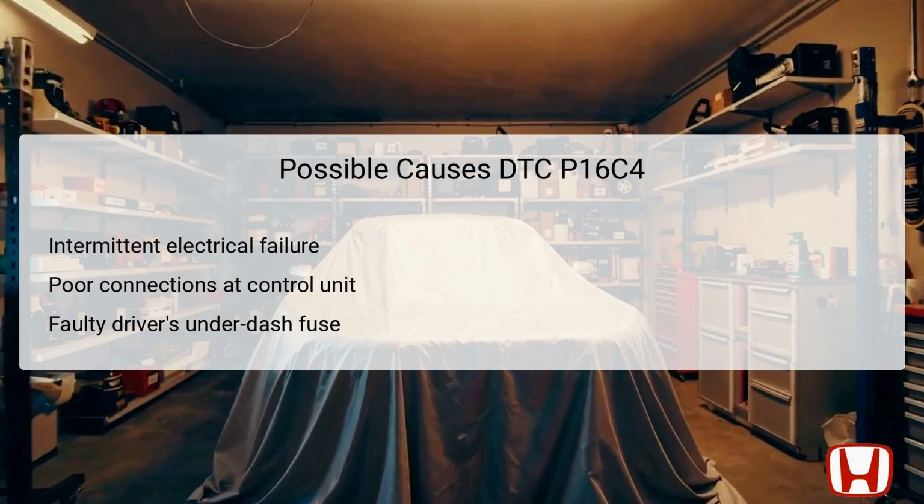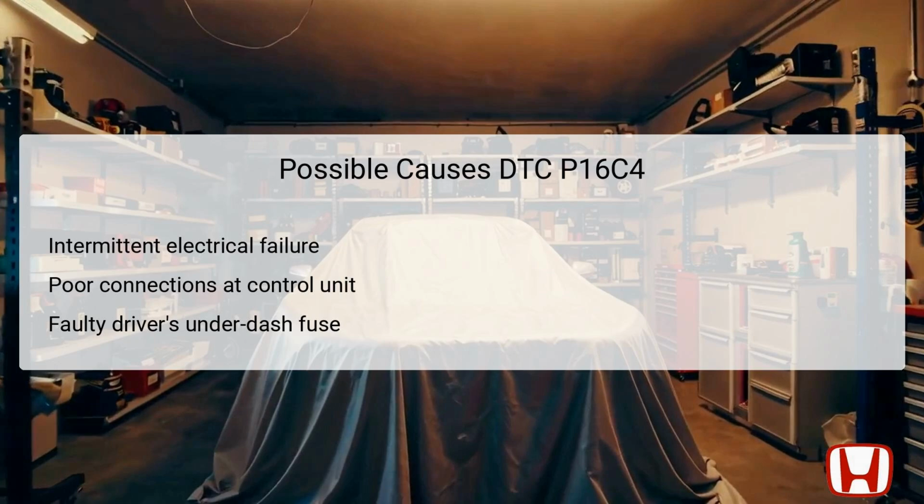Intermittent electrical failure is one potential cause of DTC P16C4, indicating that the system functions correctly at times, making diagnosis more complicated. This scenario might arise from poor electrical connections at the engine mount control unit or the driver's under-dash fuse relay box. Loose terminals or corrosion can significantly affect the reliability of the power circuit, leading to component failures.